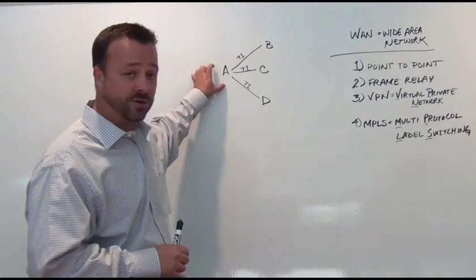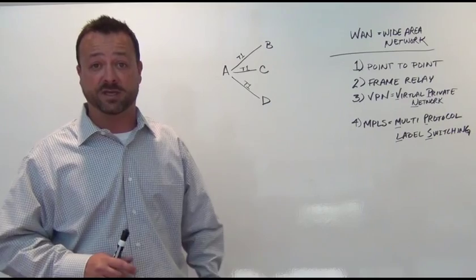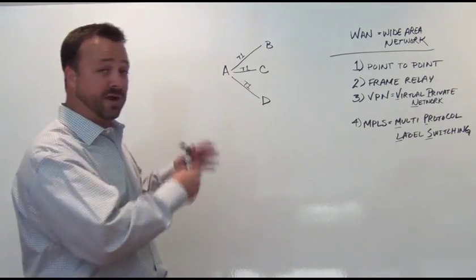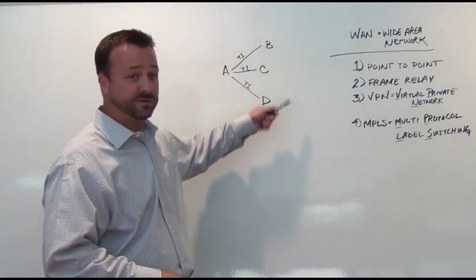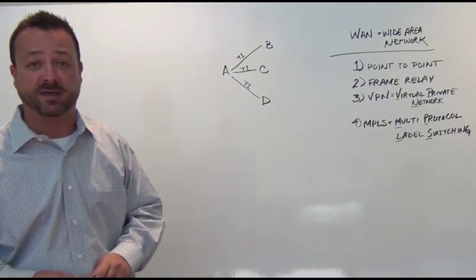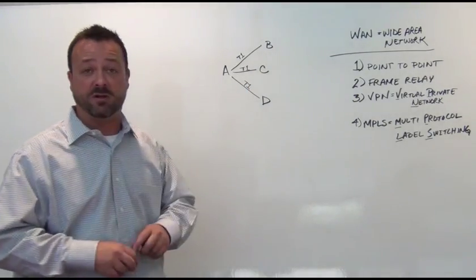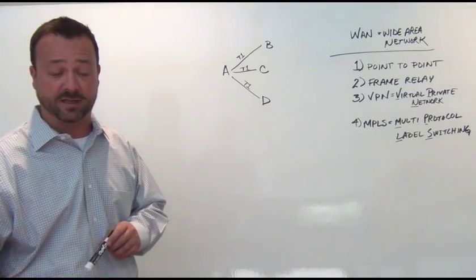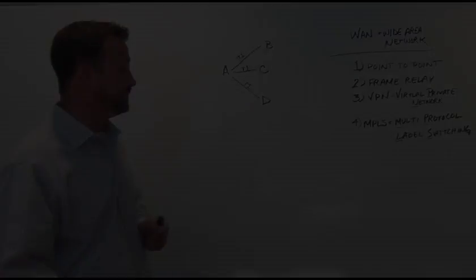If location A were to go down, every single other location would go down at the same time. To get around that, you would have to add additional point-to-point T1s between all the other sites to make it what we call a mesh network. And that just wasn't really viable during that time from a cost perspective.